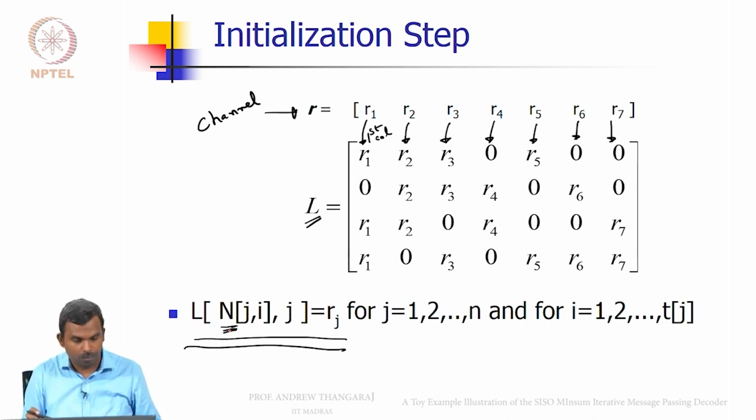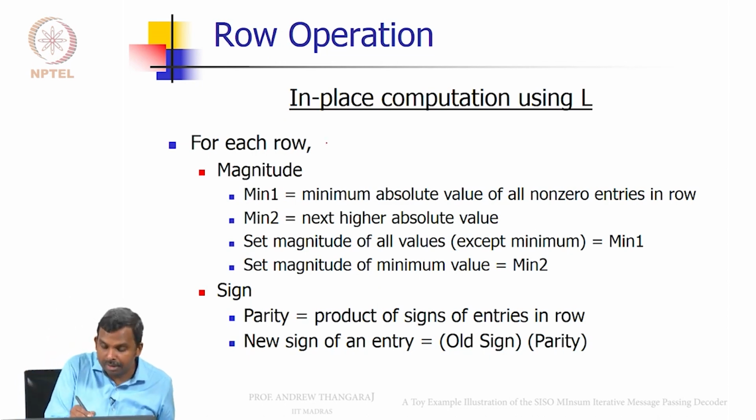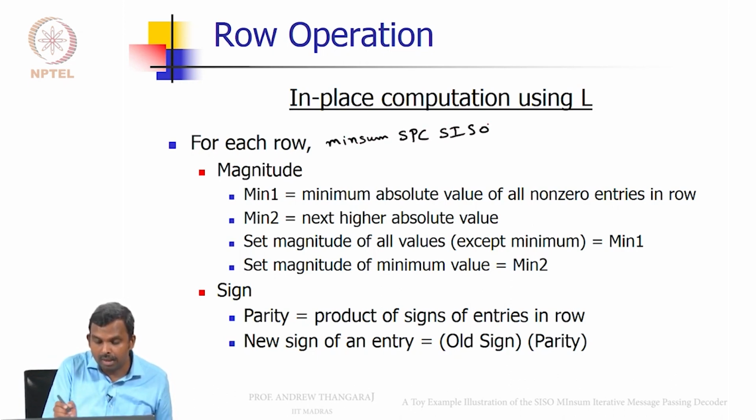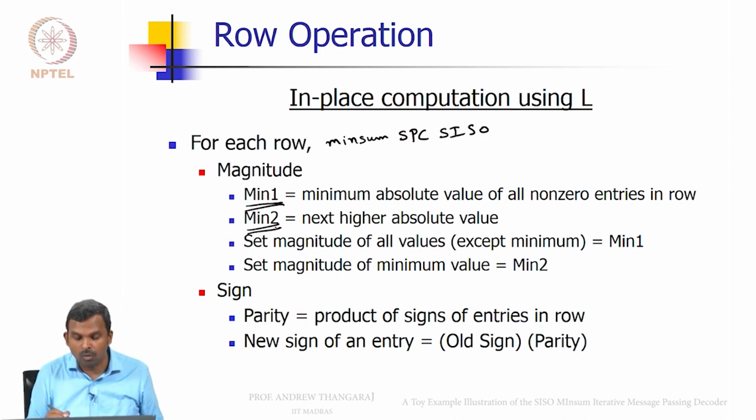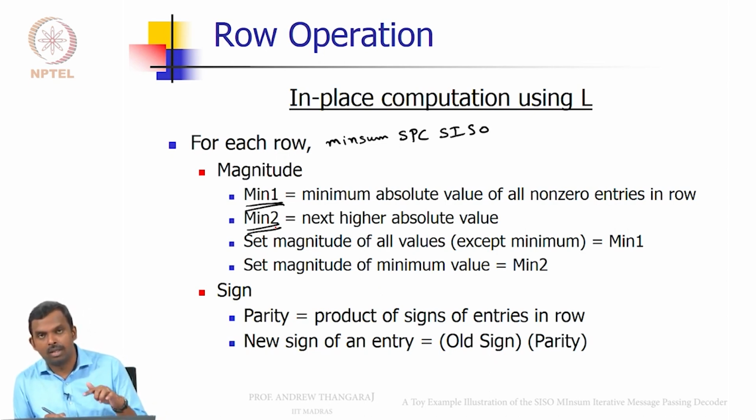So, the row operation is an in place computation using L. If you remember correctly, for each row I have to do a min-sum SPC SISO decoder. It involves finding the 2 minimums. You find the least absolute value among the non-zero values in that row and the next least absolute value. Then you set the magnitude of all values except the least value as min1, and set the magnitude of the least value as min2. For the sign, you first find the product of all the non-zero values in the row, and for every entry you either flip or not flip depending on the overall parity.